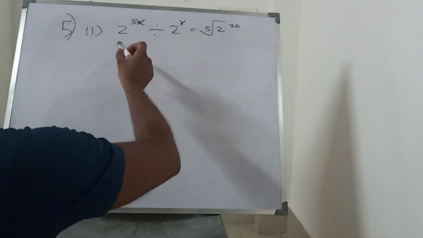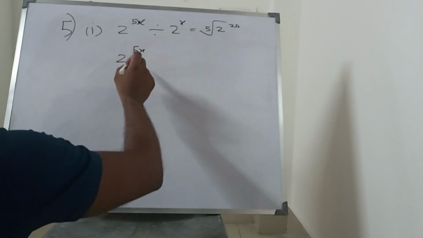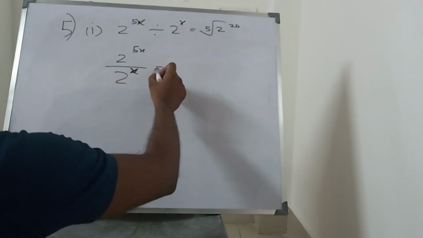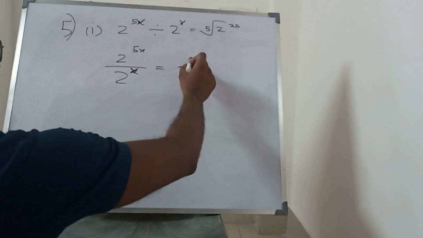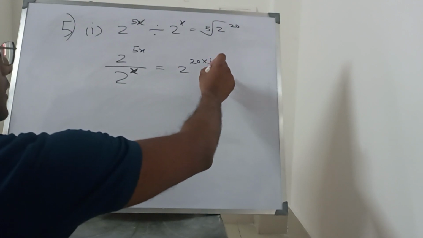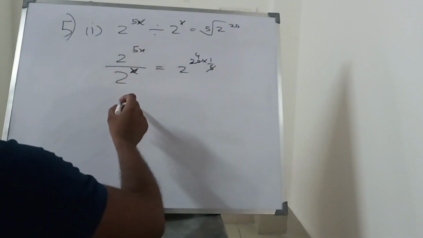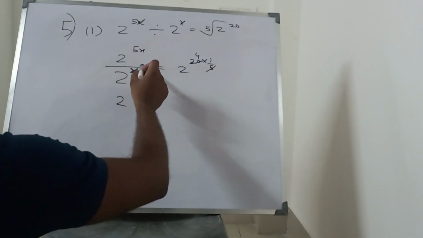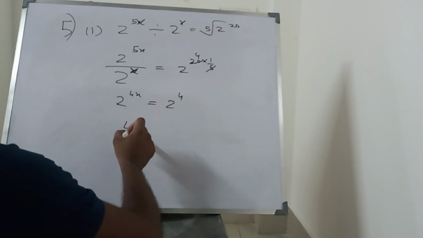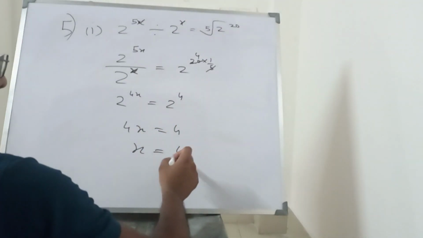This is one of the sums, number 1. 2 raised to the power 5x divided by 2 to the power x equals 2 to the power 20, that is the 5th root of 2 to the power 20, so it can be written as this. So 5 and 20 get cancelled, 2 to the power 4. This x comes over here, so 2 to the power 5x minus x, that is 4x, equals 2 to the power 4. So 4x equals 4, so x equals 4 by 4, that is 1.